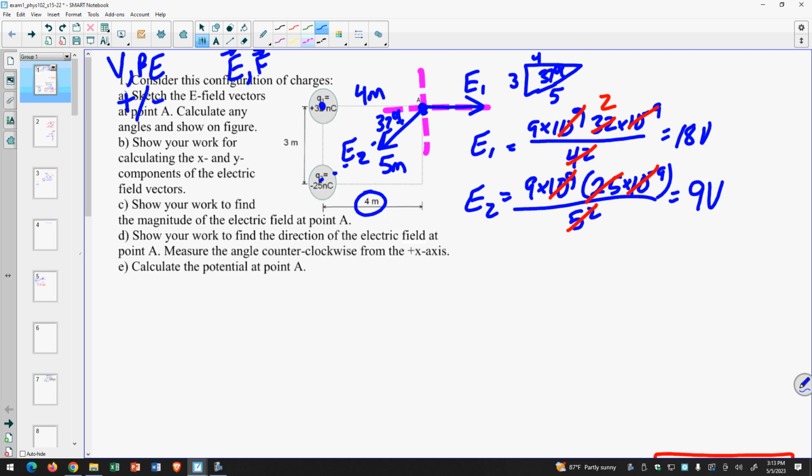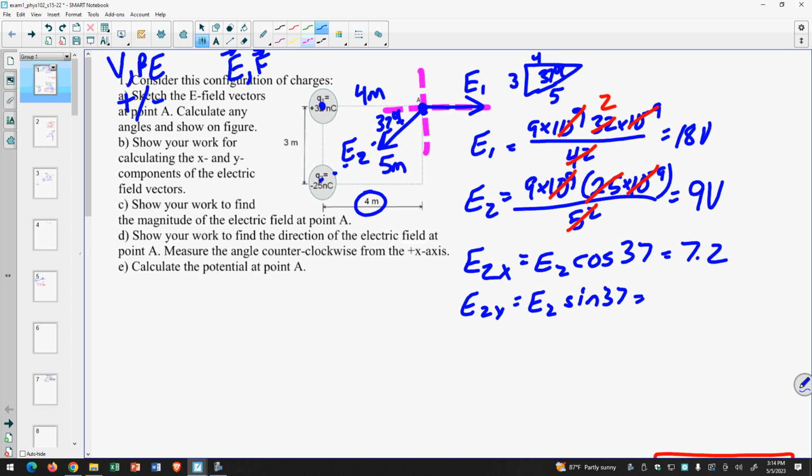All right, so now that you get these vectors, now we need to know E2x and E2y. That's E2 cosine of 37, and E2y is E2 sine of 37. So you know how to do the x and y components. X is cosine, y is sine. So E2 is 9. That's 9 cosine of 37. That's 7.2. And then 9 sine of 37 is 5.4.